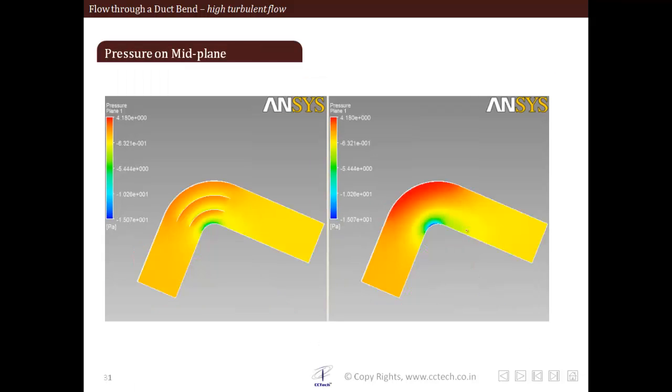So here is the pressure comparison. The low pressure region without guide vane is now reduced. Separation region is reduced by using the guide vanes. The flow is more directed. Also, the high pressure region near the bend is reduced, which gives a sort of good stability to the entire structure.